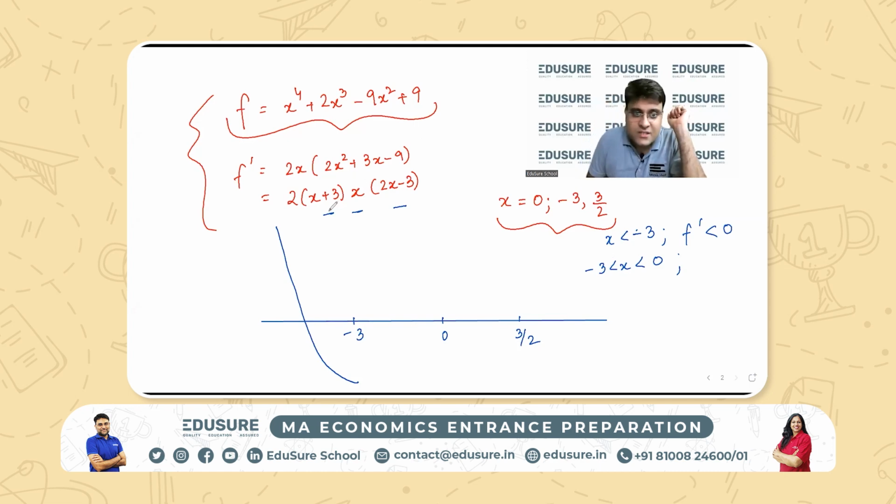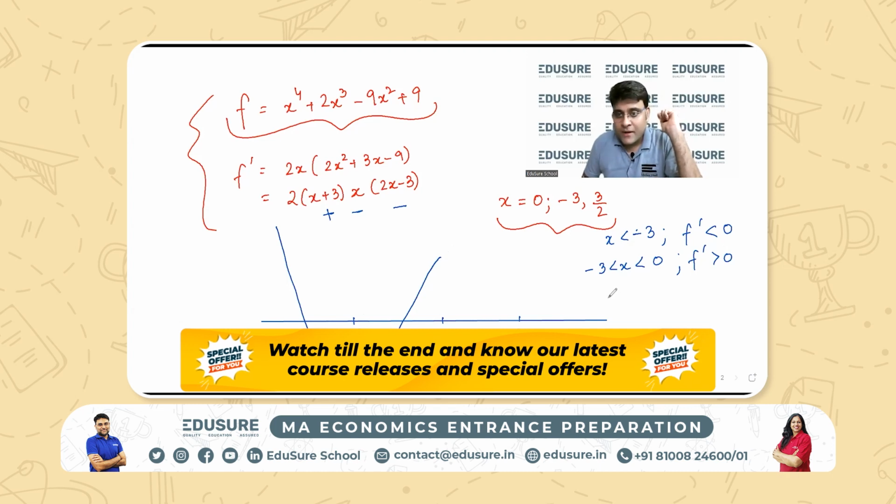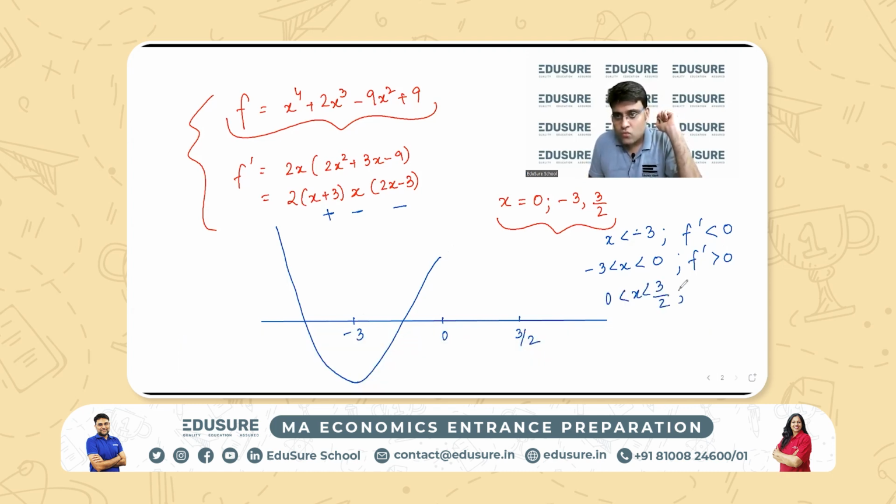Between minus 3 and 0, this is positive. The other two negative. F dash is positive. If f dash is positive, what will happen? It will increase. Okay. So below minus 3, f dash negative, the function is decreasing. Between minus 3 and 0, f dash is positive, the function is increasing. Okay. Between 0 to 3 by 2, these two are positive, this is negative. So overall, again, f dash will be negative. So again, I have a decreasing. And greater than 3 by 2, all of them are positive. Again, f dash is positive, so the function is increasing.